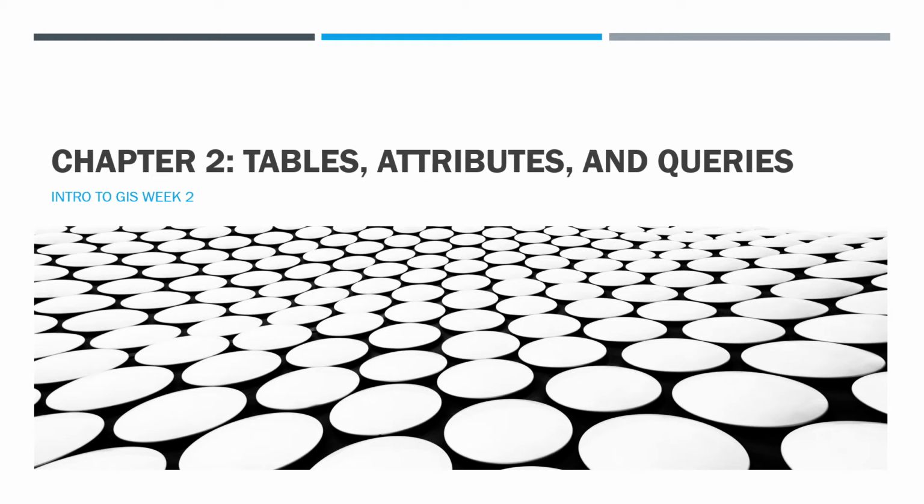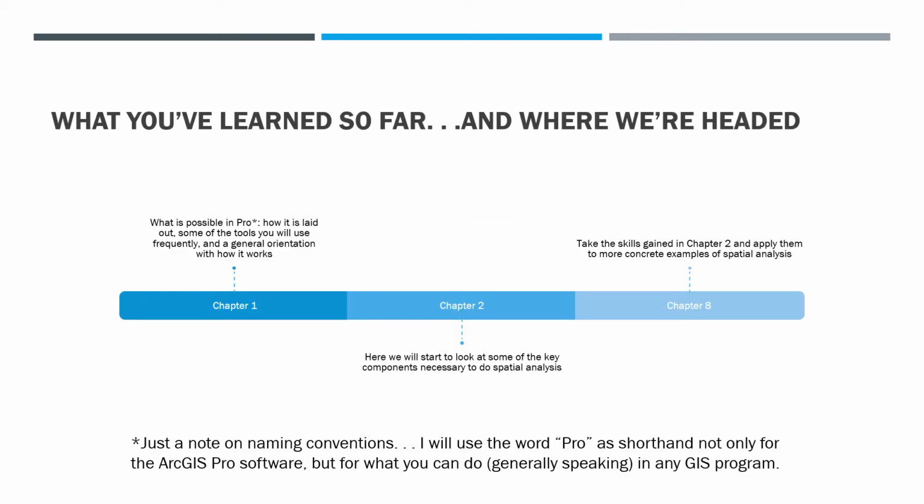Today we're going to review a bit of the main concepts in Chapter 2, which is about tables, attributes, and queries. Okay, so to start, let's just take a quick look at where we've been, where we're at for this chapter, and where we're headed.